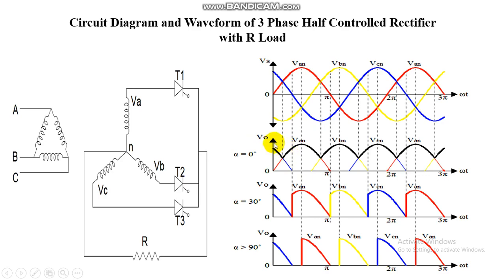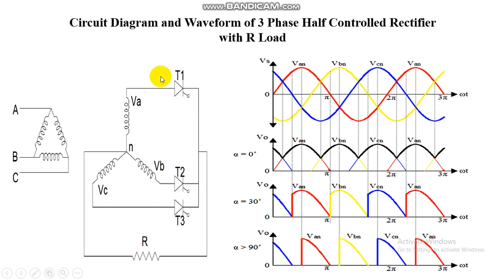And look at this operation. This is the output voltage when alpha equals 0. Alpha means firing angle. The firing angle is applied to the thyristors T1, T2, T3, meaning a gate signal is applied to the thyristors. Based on the gate signal applied to a particular thyristor, that thyristor turns on and allows the current to flow.